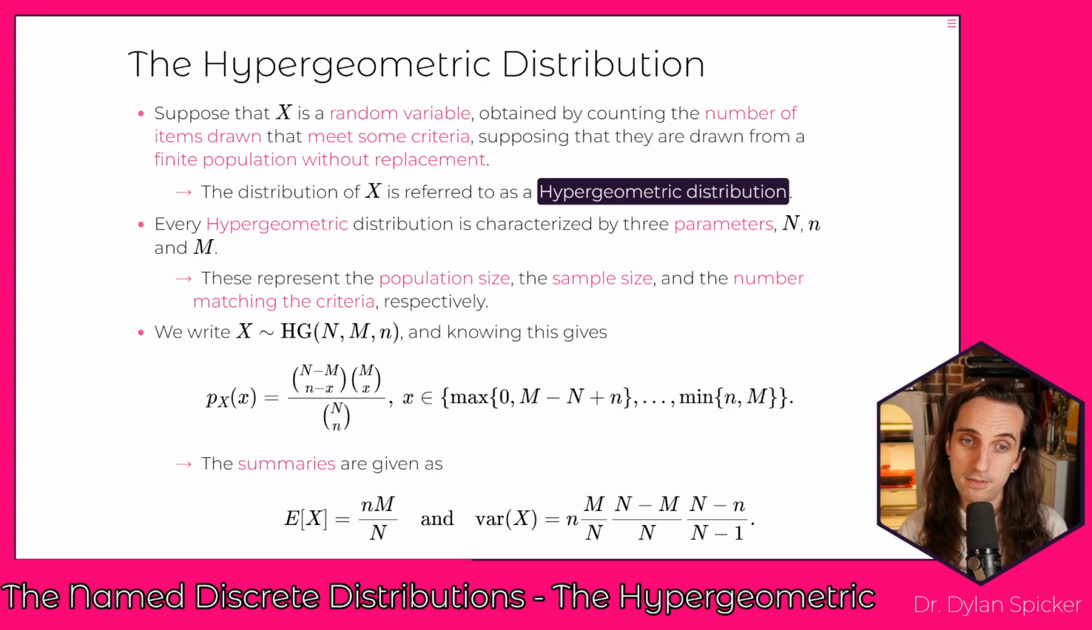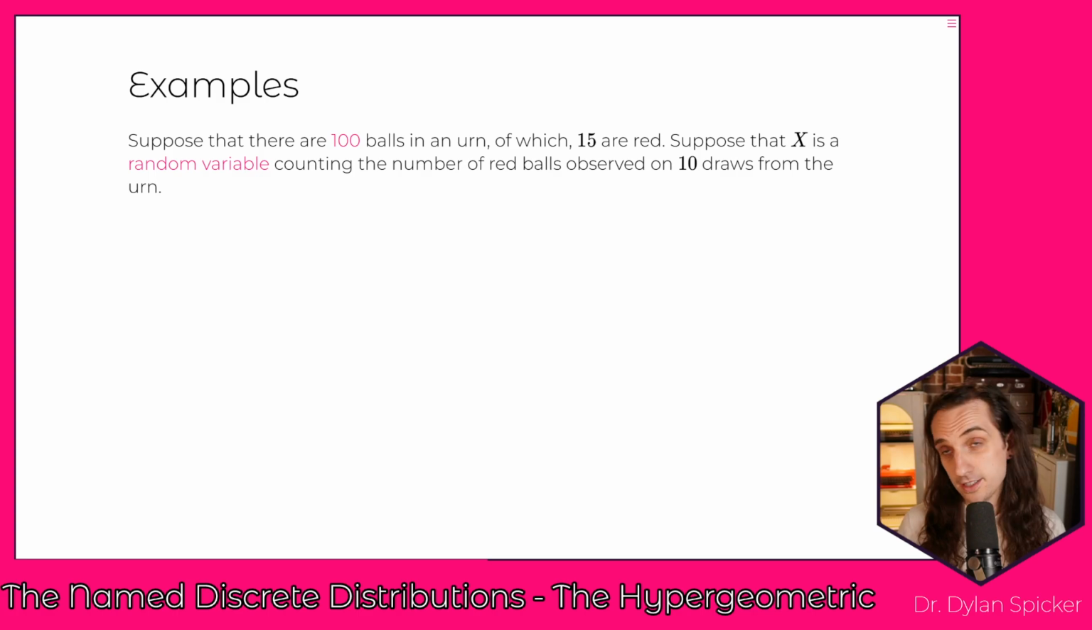Once we know this PMF, we could work out the summaries, and we find that the expected value is going to be little n times m divided by n, and the variance is going to be little n times the ratio of m over n, times n minus m over n, times n minus little n over n minus 1. It's a fairly long multiplicative expression, but it relies on just our three parameters and then some multiplication and division. So let's look at some examples.